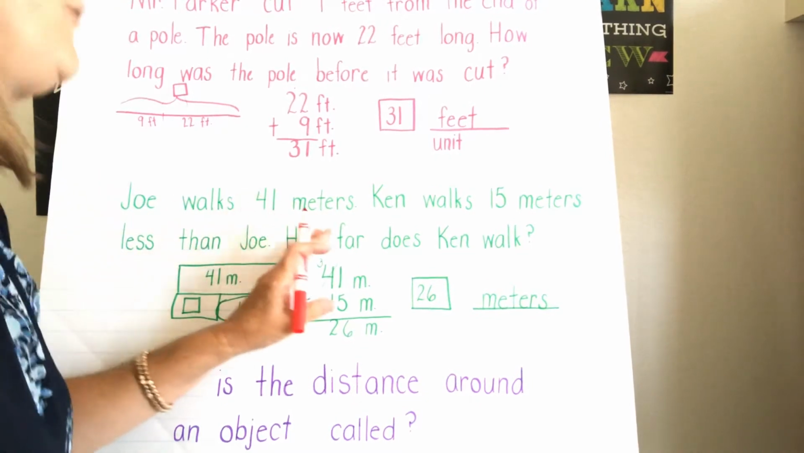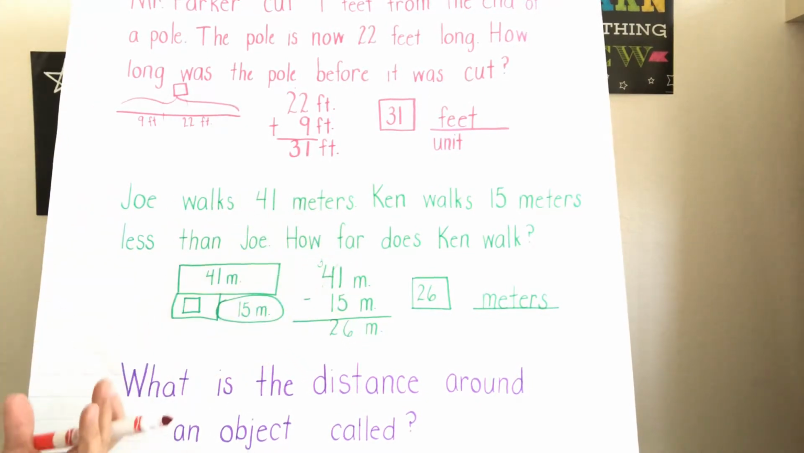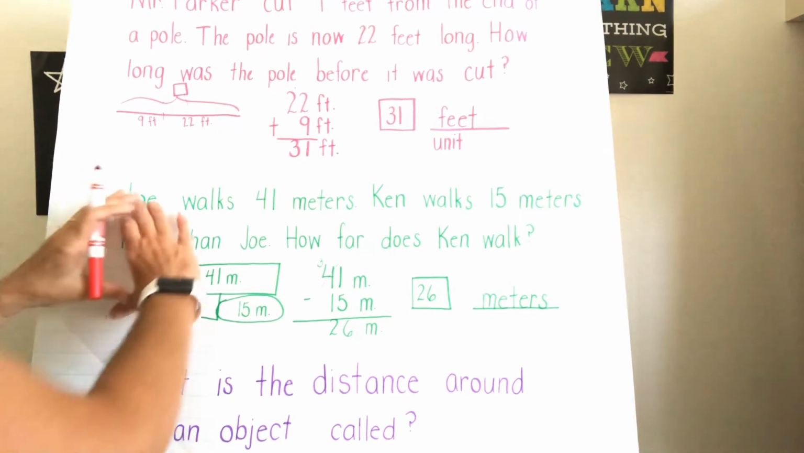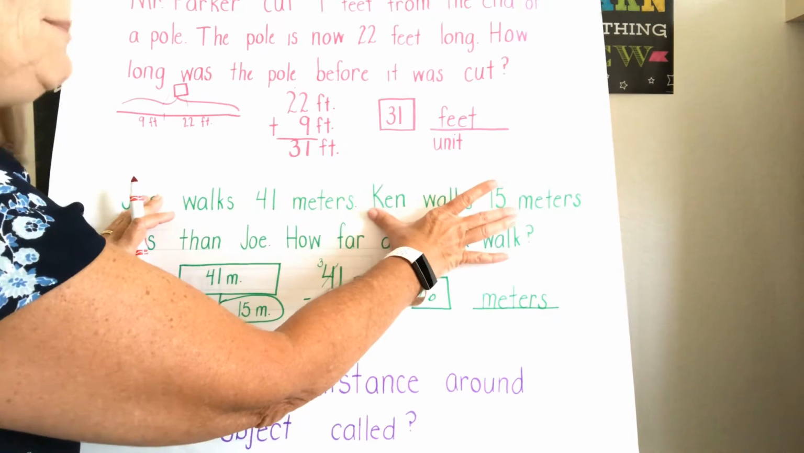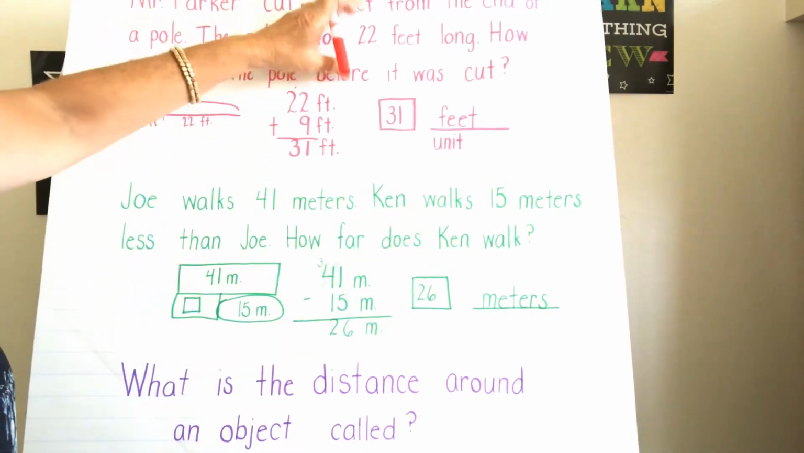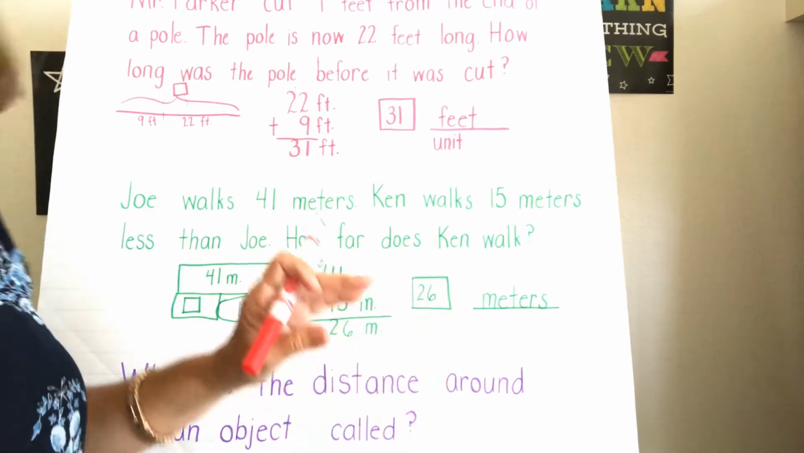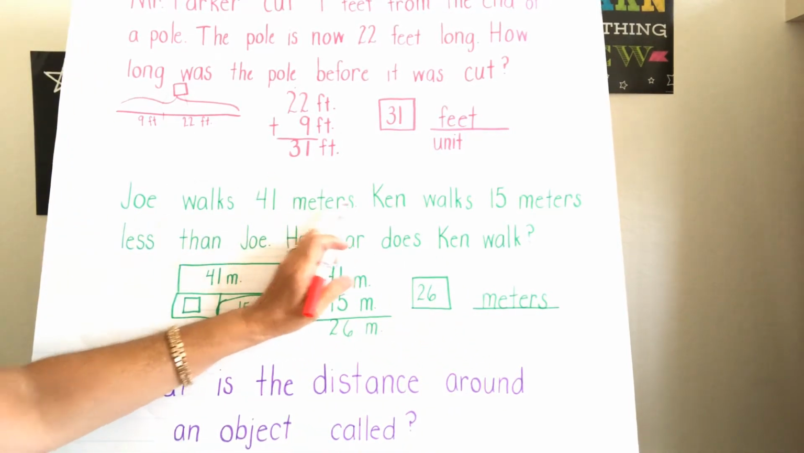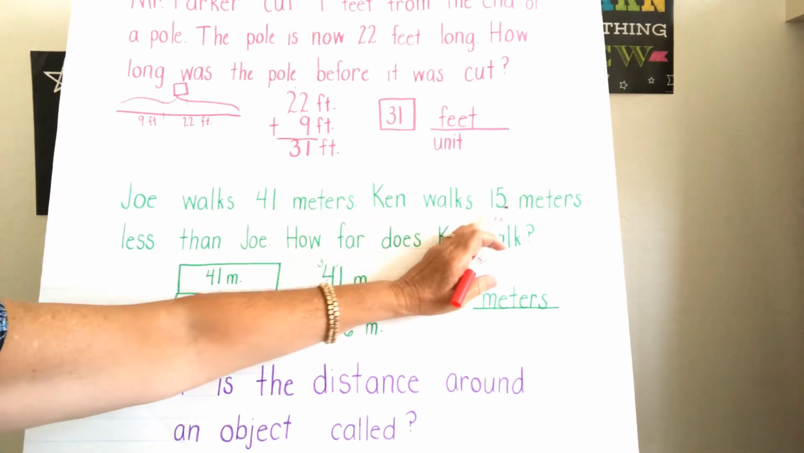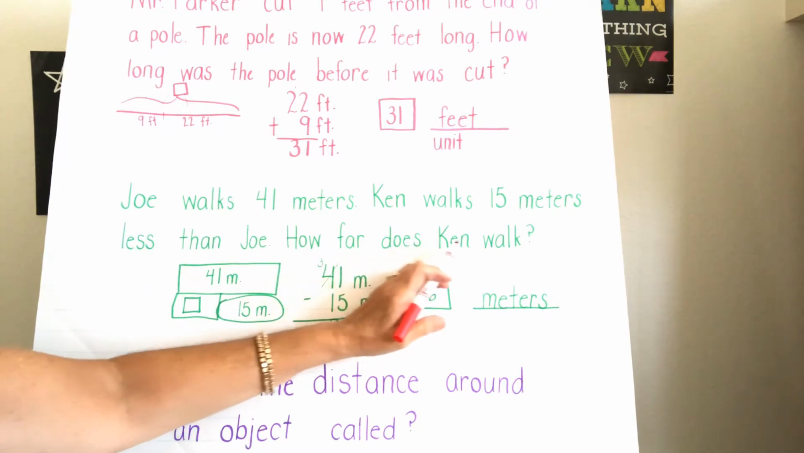Joe walks 41 meters. Now, are you noticing that we're using different units of measure, but within the same problem, we're using the same units. So this was feet and feet. Meters, meters. We already talked about inches and inches. So Joe walks 41 meters. Ken walks 15 meters less than Joe. How far does Ken walk?